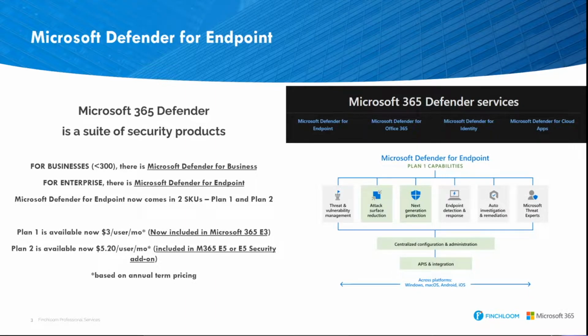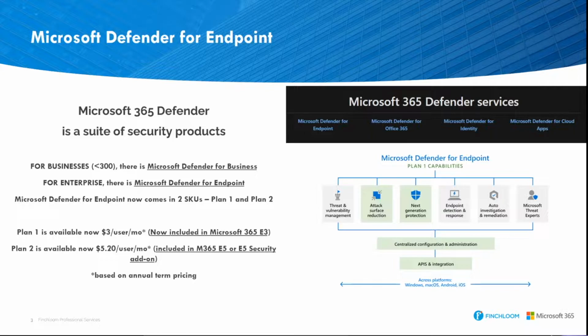And for Endpoint, there's two different offerings. For businesses under 300 employees, there's Microsoft Defender for Business. And that's sort of an all-in-one pre-configured solution that's easy to deploy for smaller businesses using some common general settings. And for enterprises, there's Microsoft Defender for Endpoint, which now comes in two flavors, Plan 1 and Plan 2. And in our first webinar last month, we talked about Plan 1 and some of the features you would get. Today, I'm here to specifically talk about what you get over and above in Plan 2.